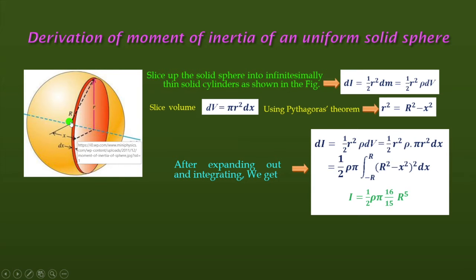X is varying. When the disk is here, the value of x is 0. When the slice of the disk is here, then x equals minus R. It is the origin 0, and here x equals plus R. So our limit of x is minus R to R. Then integrate and get this.